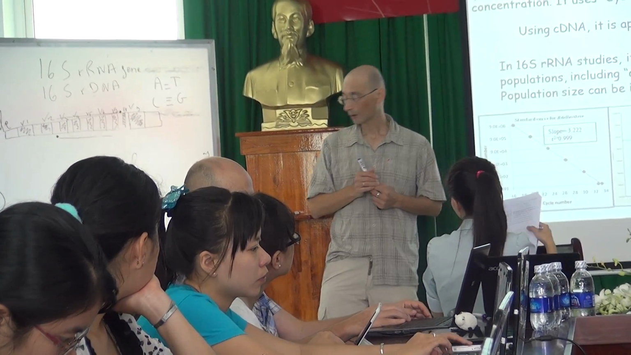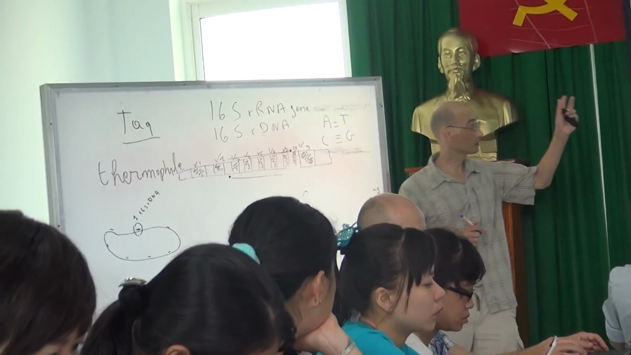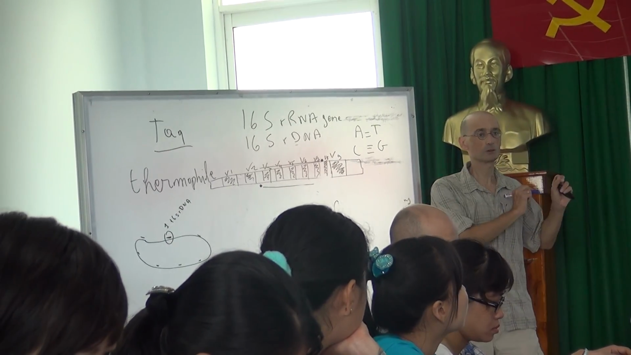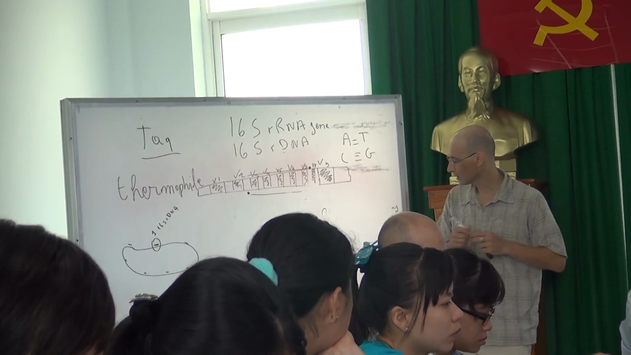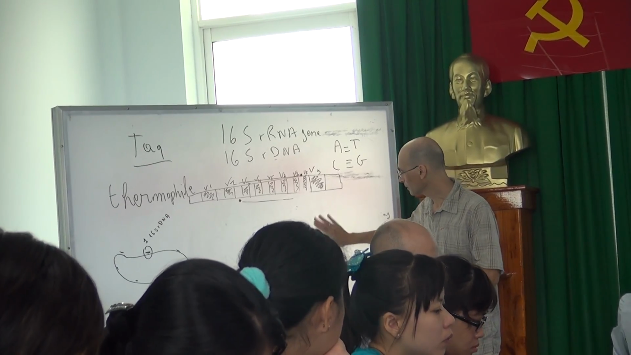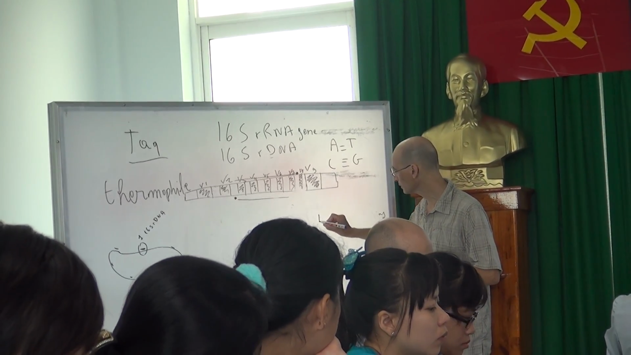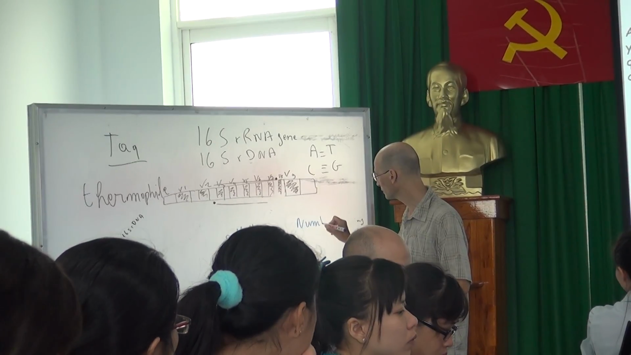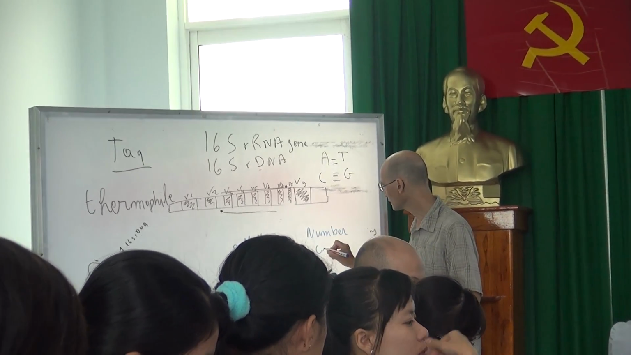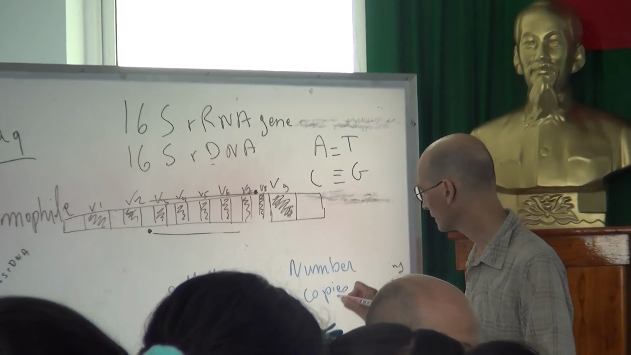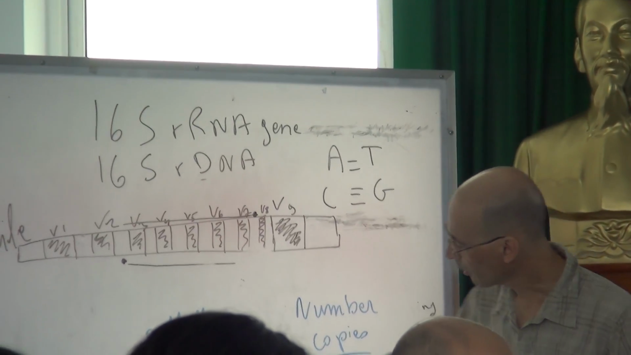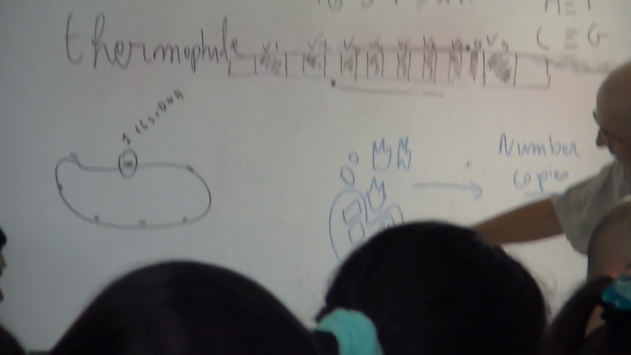Okay, and you perform quantitative PCR. We're not going to go into the details of how this is done, but finally you end up with something which tells you the number of copies, okay, or the copy number of the templates you had in the sample.